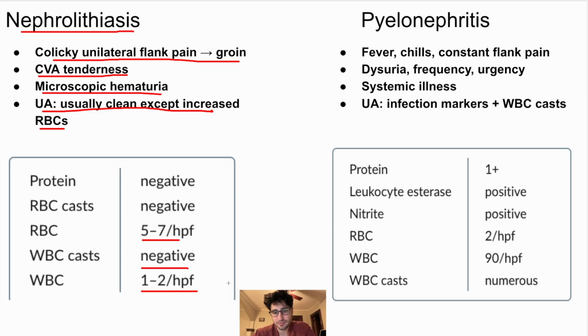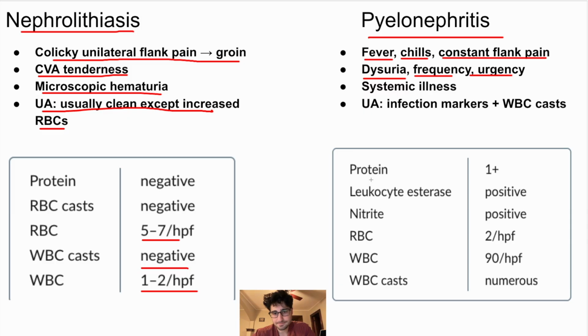Now compare that with pyelonephritis. These patients are going to look sicker. They're going to have fevers, chills, constant flank pain, dysuria, frequency, urgency, and the urinalysis is going to tell us the story. Here's an example of a typical urinalysis of a patient who has pyelonephritis.